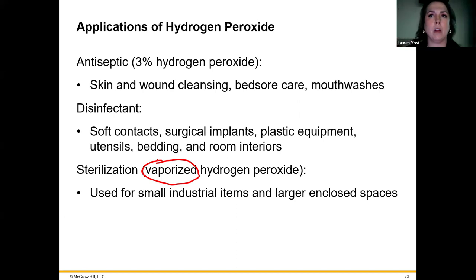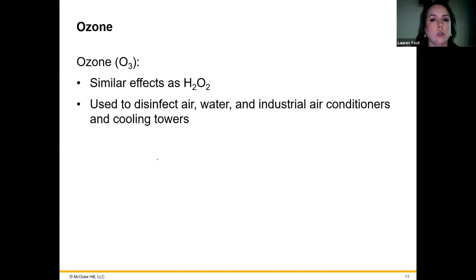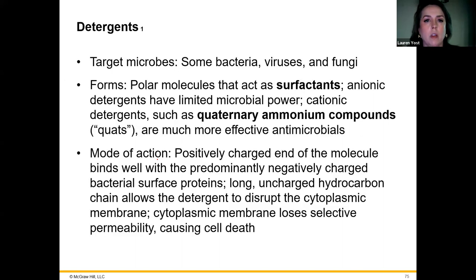So that's called a chemiclave. Because we're going to talk about autoclave, chemiclave is when we're using just chemicals to do that. Okay. It's most widely used as a disinfectant and not a sterilizing agent. Ozone has similar effects. We use this mostly for air conditioners and cooling towers.